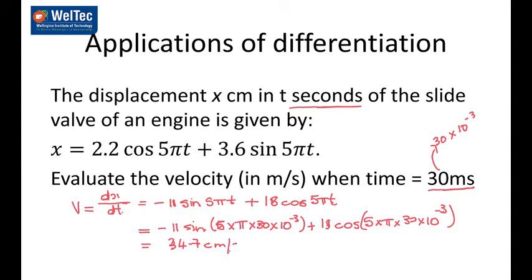But wait, look back at the question. It says find the velocity in meters per second. So we need to now change that to meters per second, which would be 0.347 meters per second.